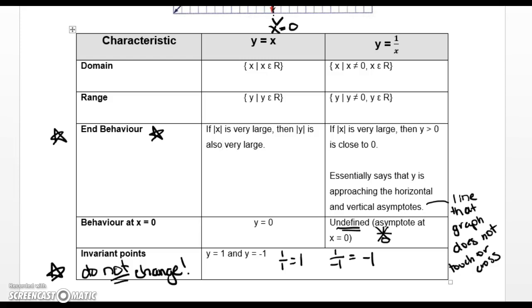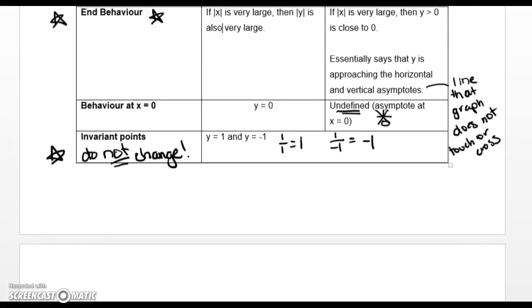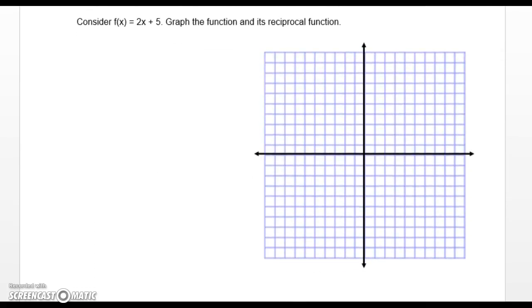So now we're going to move on to example number 1C from your notes, where we're actually going to graph the original function and its reciprocal. So here we're going to consider the function f of x is equal to 2x plus 5, and we're going to graph the function and its reciprocal. Whenever we're graphing the function and its reciprocal function, you're always going to start off by graphing, or at least finding the table values for your original function. So y is equal to 2x plus 5.